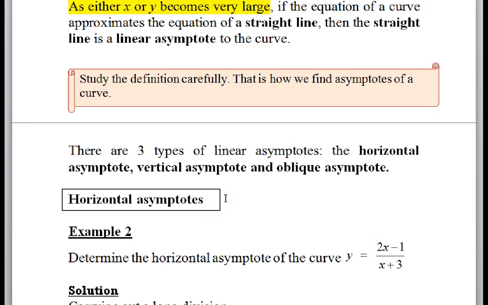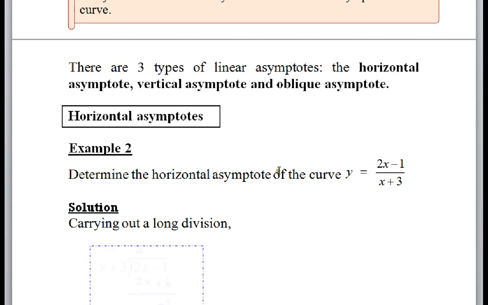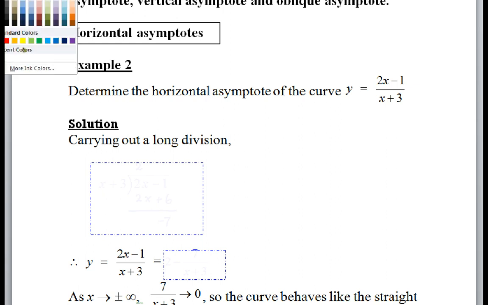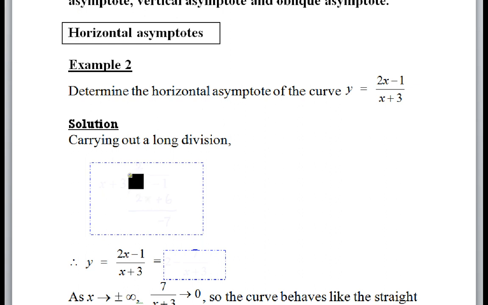What is a horizontal asymptote? I use an example to demonstrate; I don't want to go into the terminology. Determine the horizontal asymptote of (2x minus 1) over (x plus 3). First, what do we do? In order for us to carry on, we must do a long division. How do we do a long division? You do it better than me.